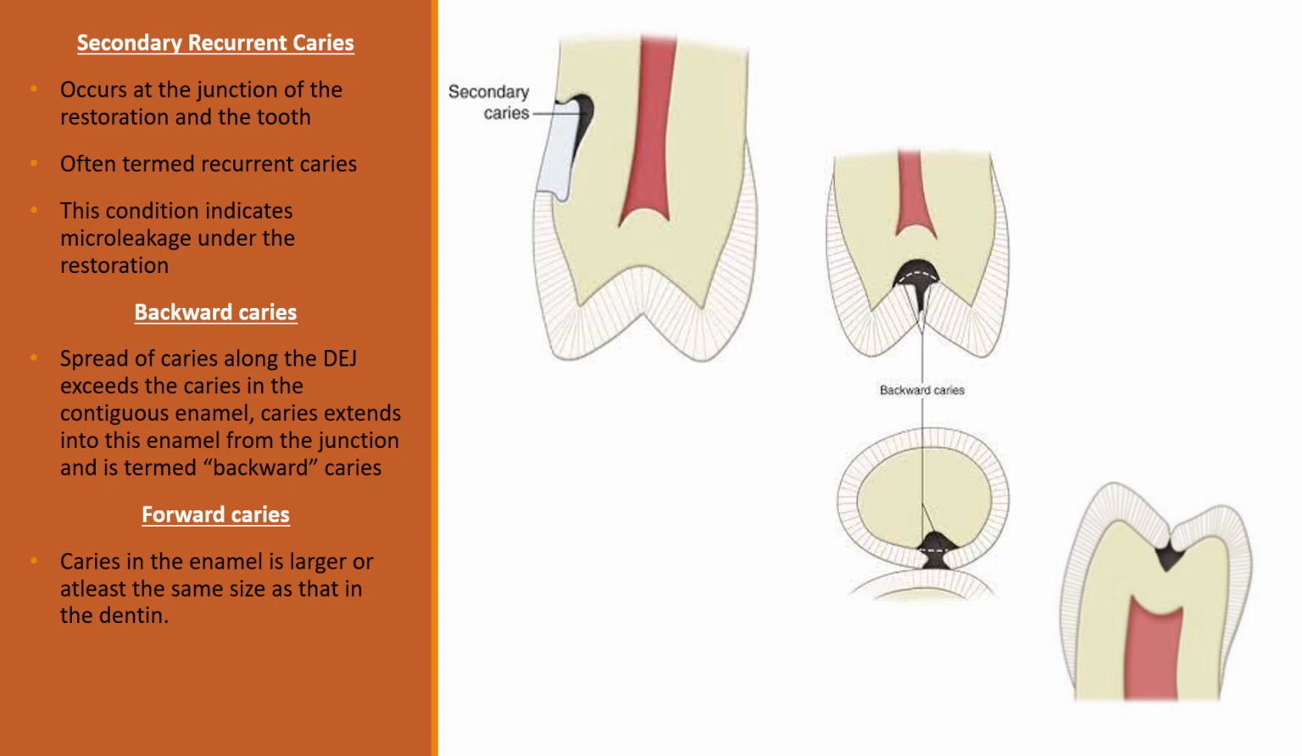Second are the backward caries. Spread of the caries along the DEJ in backward caries exceeds the caries in the continuous enamel. So the caries extends into the enamel from the junction and is termed backward caries. For forward caries, the caries in the enamel is larger or at least the same size as that in the dentin, like you can appreciate in the photos on the right.